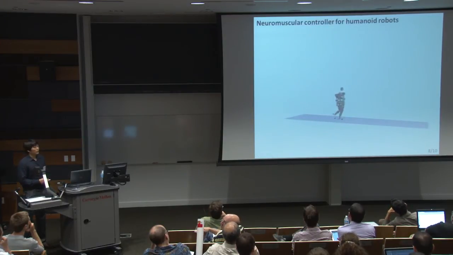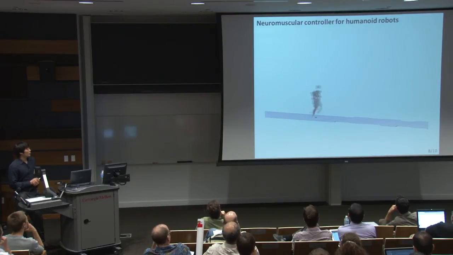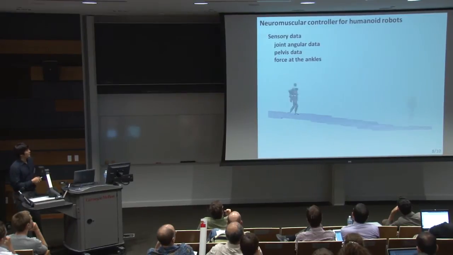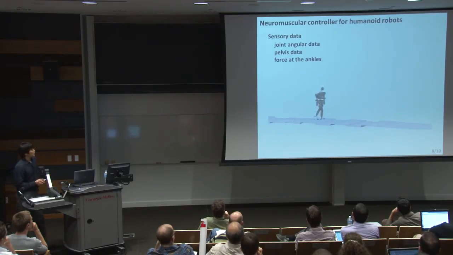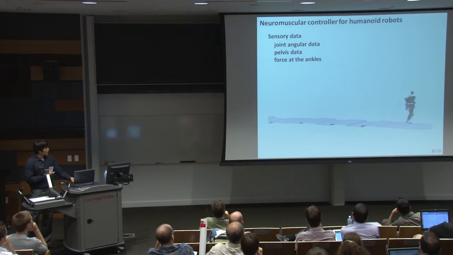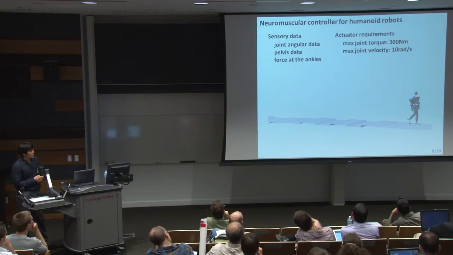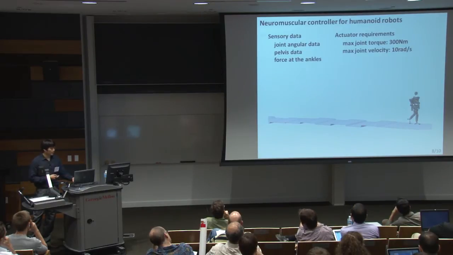And as I mentioned, we are also interested in using our neuromuscular controller for humanoid robots. To use our neuromuscular controller, you need to provide some sensory data. And those are joint angular data from encoders, pelvis data from an IMU, and force at the ankles from force sensors. And while this Atlas robot blindly walking on this plus minus 10 centimeter terrain, we observed maximum joint torque of 300 newton-meters and maximum joint velocities of 10 radians per second.